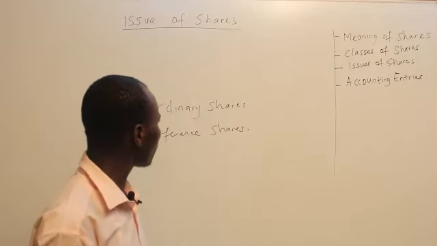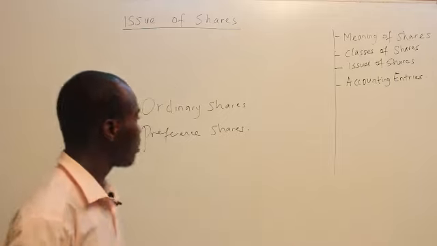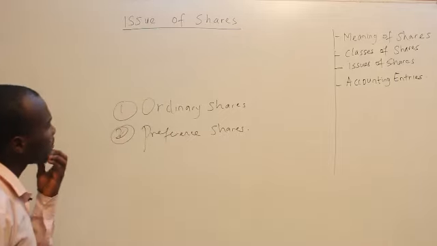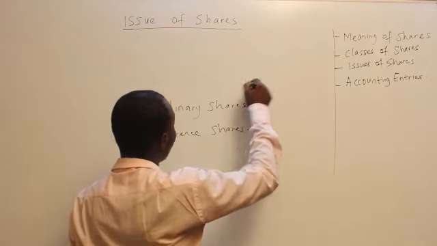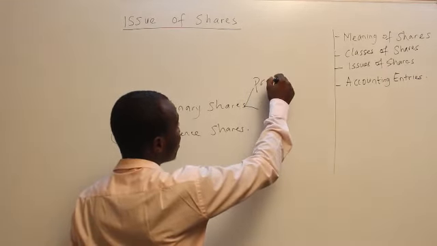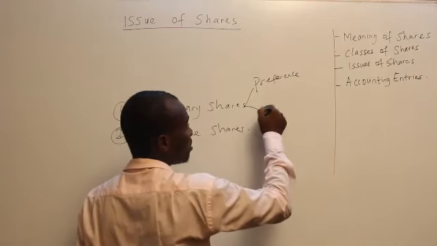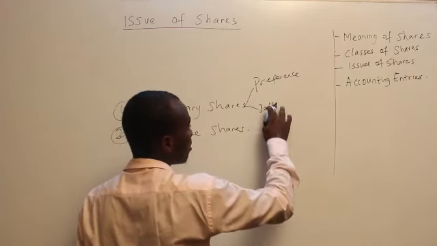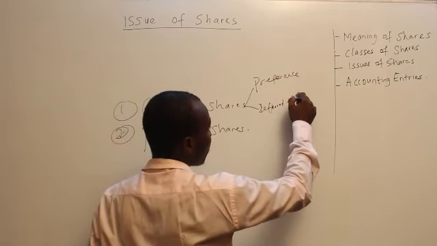So we've spoken about the ordinary shares and the preference shares. Let's look at the types of ordinary shares. Generally, we have two types of ordinary shares. We have the preference ordinary shares, and we also have the deferred or founders ordinary shares.